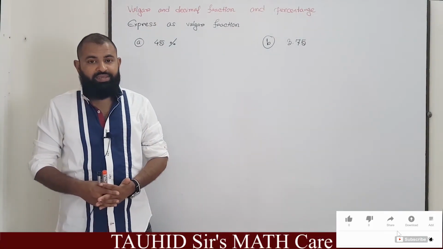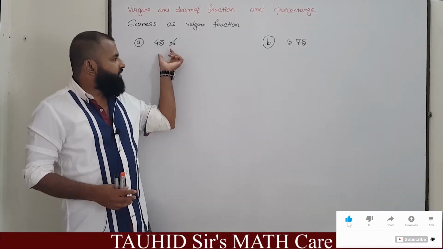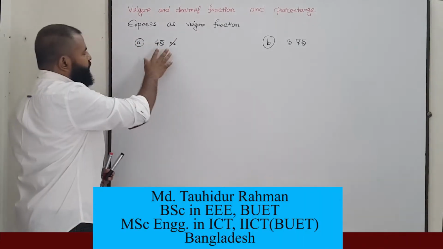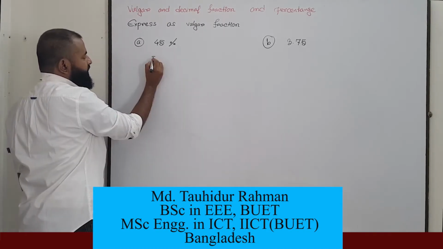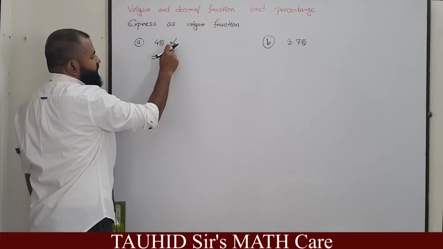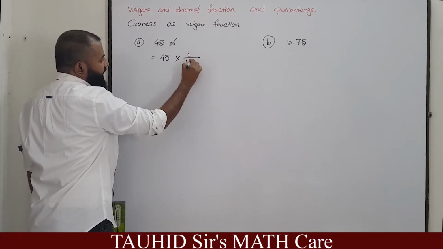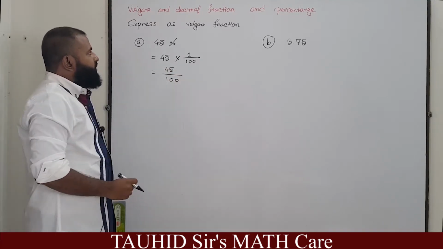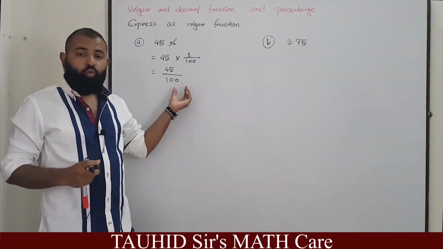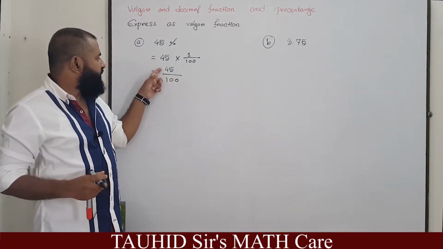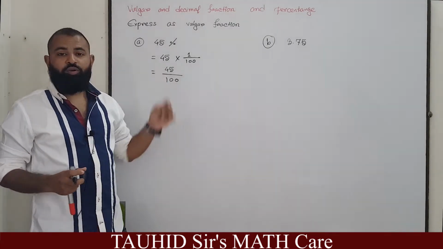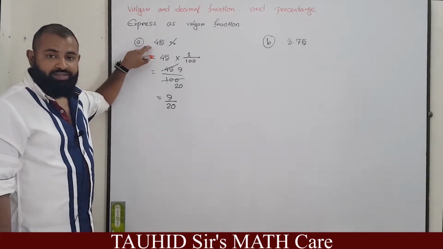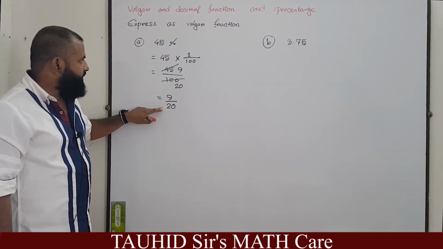In this video, we will see how to express a percentage or a decimal fraction as a vulgar fraction. If we are given a percentage, what does a percentage mean? 45%. Percent means 1 by 100. So we can write 45 divided by 100. So this is a vulgar fraction, and we can simplify it more. We can divide both denominator and numerator by 5. 9 by 20. It was given in the shape of a percentage and now we got it as a vulgar fraction.